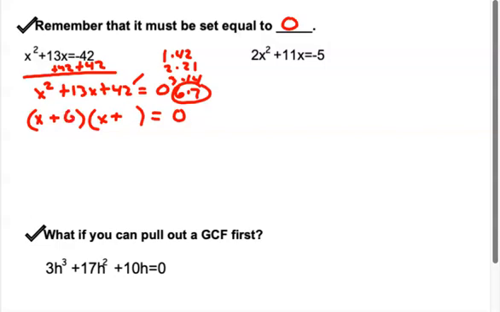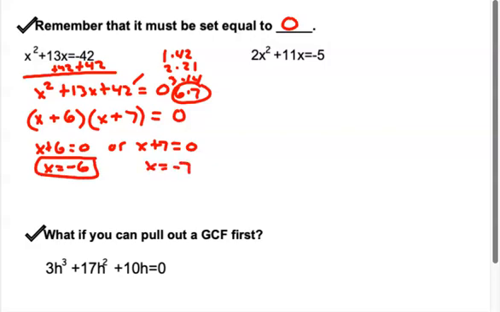So it doesn't matter where I put the 6 and where I put the 7, since everything is a plus sign this time. And now I have the zero product property all set up. There's two possibilities here. x plus 6 could equal 0, or x plus 7 could equal 0. And that gives me two solutions. If I subtract 6 from both sides, one answer is x equals negative 6. If I subtract 7 from both sides, x equals negative 7 is my other answer.